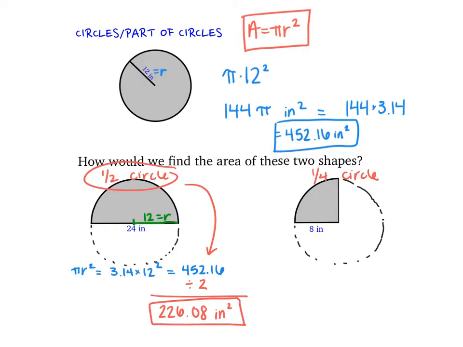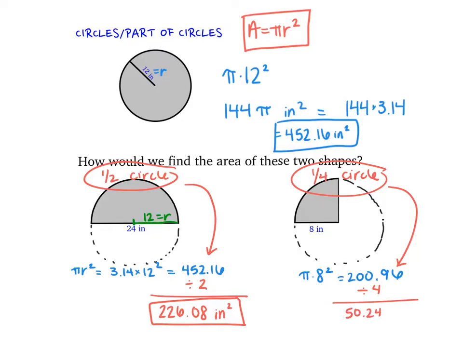Same thing would happen for a quarter of a circle. I'm going to start by finding the area of what the full circle would be. Here my radius is 8. I know it's a radius because it only goes halfway. So if this were a full circle, I would get 200.96. This time I have a quarter of a circle. So instead of dividing by 2, I would divide by 4. And that piece of that circle would have an area of 50.24 inches squared.